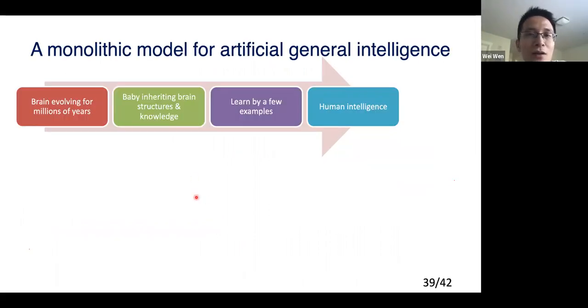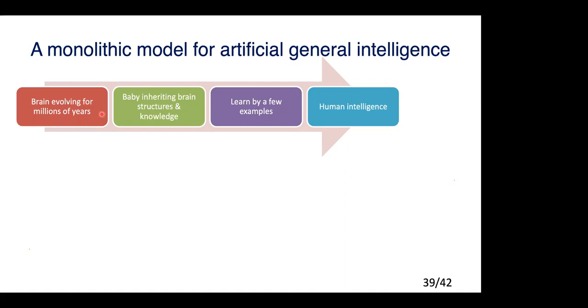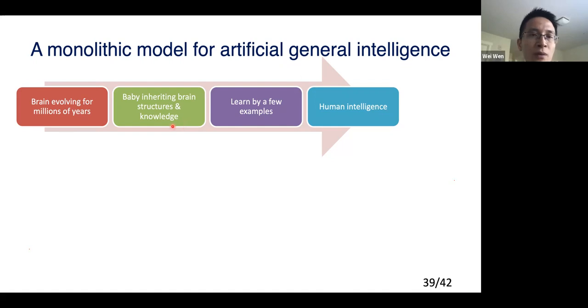Another general research problem that I'm interested in is, can we build a monolithic model for AGI? So here is the story. We humans, our brains evolved over many years. A baby will just inherit brain structure and potential knowledge from our parents, and by learning just a few examples, humans have quite high intelligence.